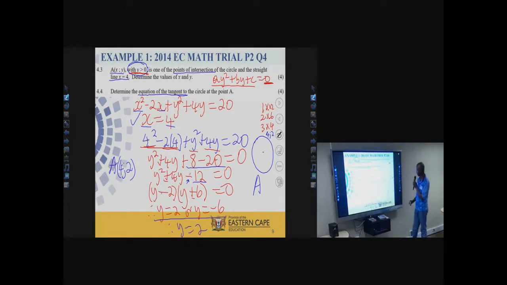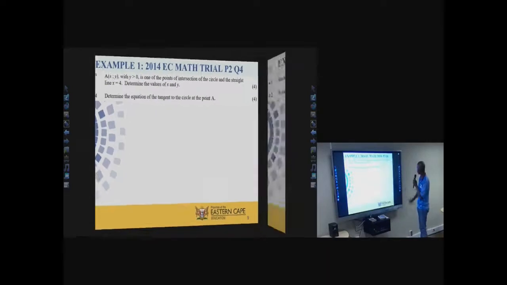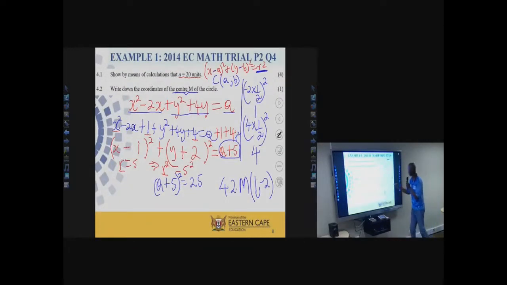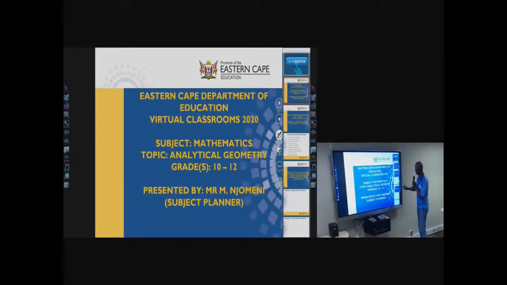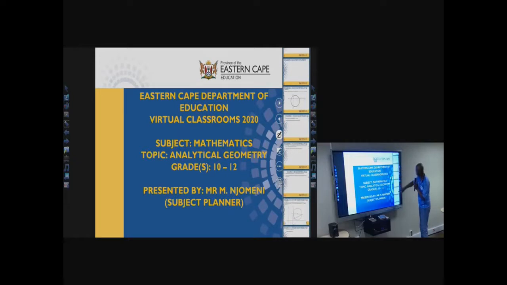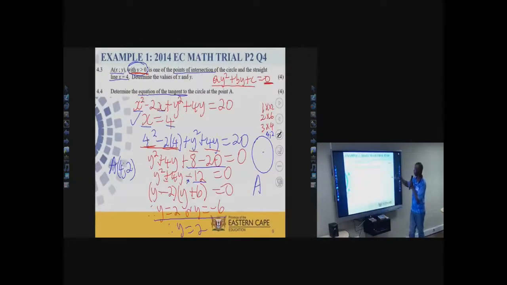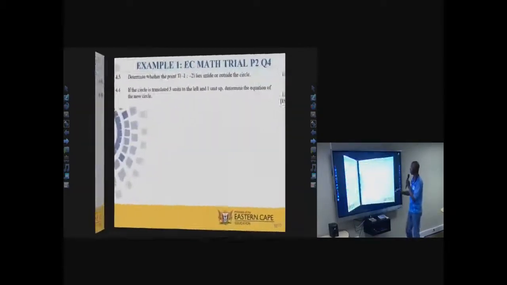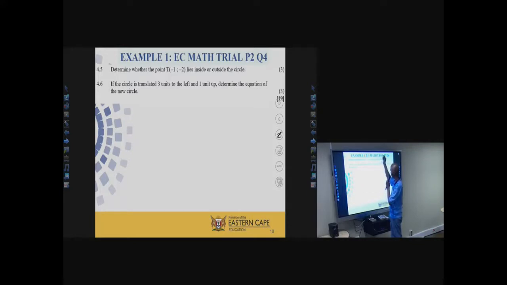So you must know what the center is. I think the previous question was asking about the center, and it was calculated to be 1 and negative 2. Which means you've got 2 points now. You've got the center M, which is 1 and negative 2. Please take note of this. And then you've got a point A, and the coordinates are 4 and 2.